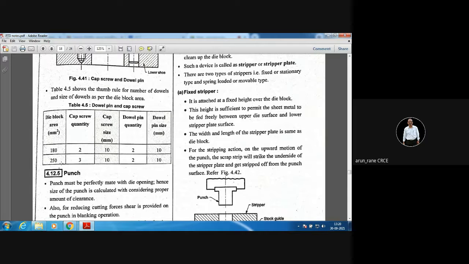If your die block area is 250, then you can use three M10. And what about the length of the cap screw? Suppose I am using M10 cap screws, then whether the length of the bolt should be 15, or 20, 25, 30, because in the market the bolts are available in various lengths.